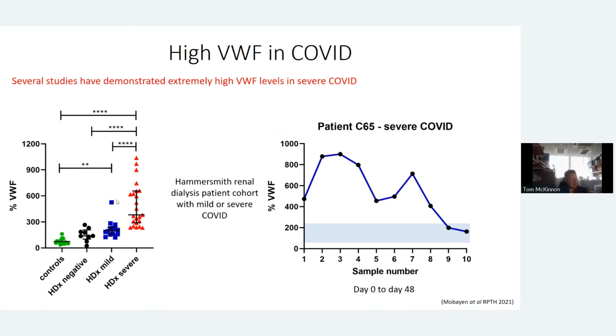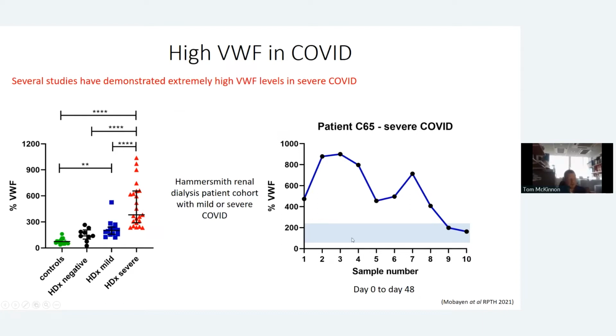And just to keep things topical, we also live in an era dominated by COVID. Now, numerous studies have demonstrated extremely high levels in very severe COVID infection. This is just some data taken from a cohort of patients which we analysed during the first COVID wave back in 2020. And the real take-home message from this study is that compared to the controls here, which have a kind of normal range of plasma VWF, patients who were receiving treatment for various kidney-associated problems and were also infected with COVID and had very severe COVID infection, had plasma levels of VWF that we'd never ever seen before. So these are just unbelievably high levels.